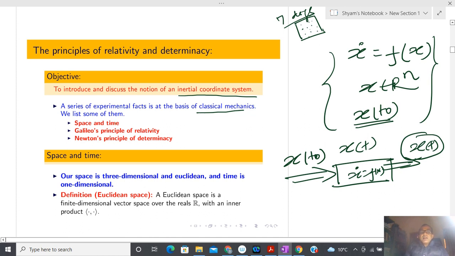If you see classical mechanics, it is based on several experimental facts, and a list of them is like this. Classical mechanics says I have a space and time, so I have to represent space in a certain way and time in a certain way. Whatever law I formulate should be valid in some relevant spaces. Suppose a law is only valid in one place, one experiment, then that is not a law. So what we expect is that whatever law I give will be valid in a large number of systems, a large number of spaces.